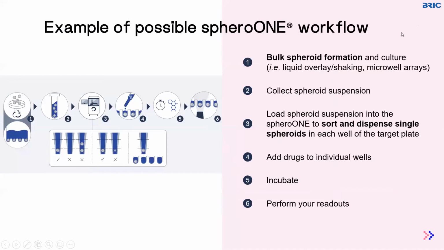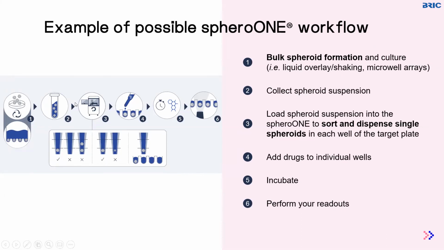And what we propose with the spheroONE is, rather than do one well, one spheroid, or one well, one organoid, which takes a lot of time and a lot of space in your incubator, we think that bulk spheroid formation is much more efficient. So you can use what they call liquid overlay, or you can use micro well arrays, like the L-plasia or the Kugelmeier plate. These are plates containing wells, and at the bottom of the well you have multiple micro wells. This allows you to prepare hundreds of spheroids in a single well.